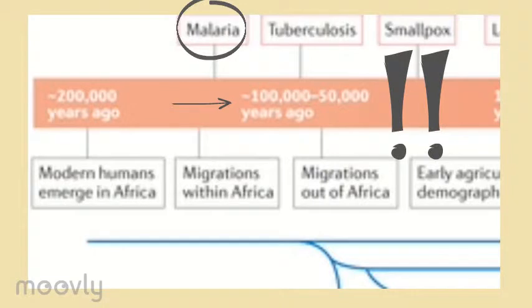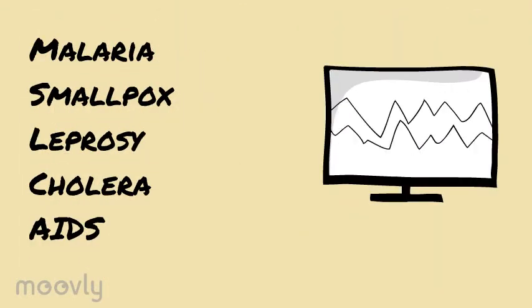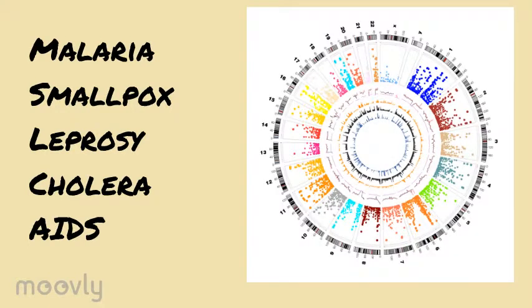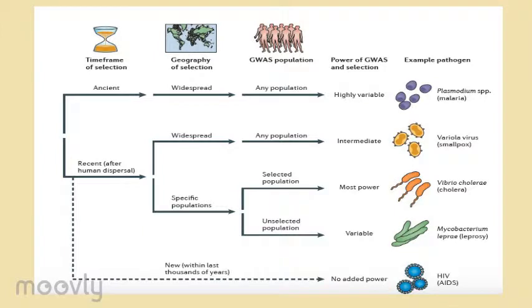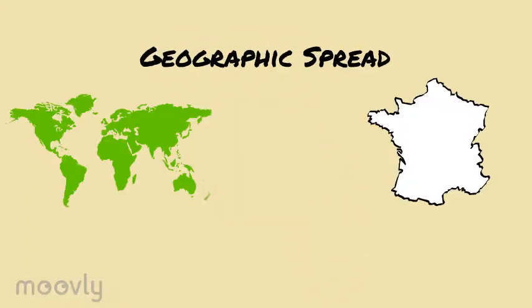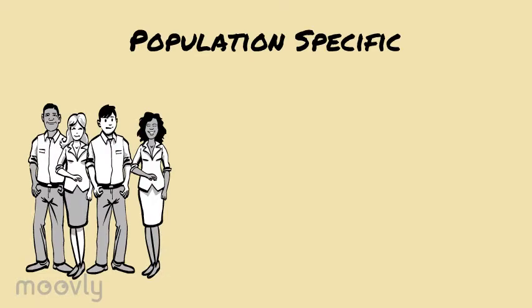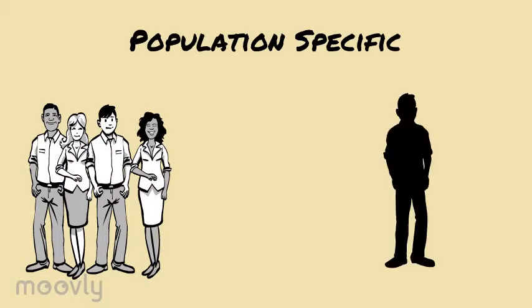Now let's take these diseases, from oldest to newest, and do a GWAS to find out what variants play a role in disease resistance. This figure depicts 5 plausible scenarios and what kind of power a GWAS has in each. Several factors either strengthen or decrease the power of GWAS, including time frame, how old the disease is, geographic spread, is it found on every corner of the earth or in a specific location, and how specific it is to a population, whether disease is found in a wide variety of people or in one population.